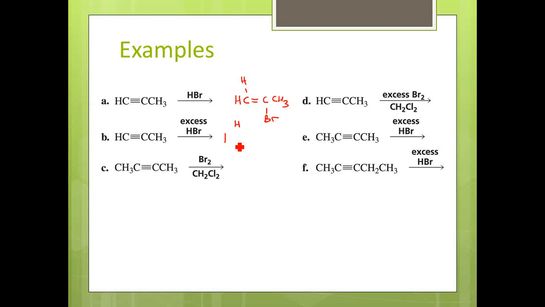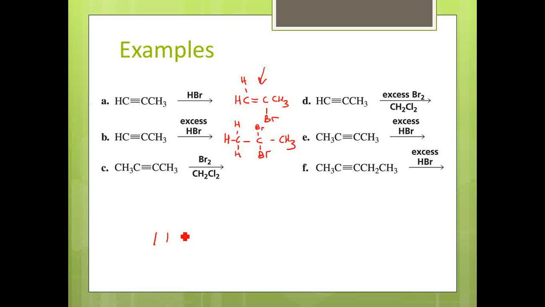And it would be anti, so I'm going to have the H on one side and the Br on the other. And if it's an excess of HBr, the book wants us to realize that we're going to add the H's to the side with more H's, and the other side just gets double halogens. Now, there's only one problem with that. This second species is too reactive.